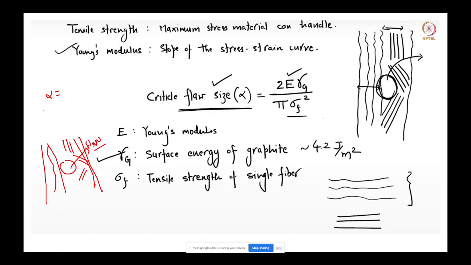So it is very important to know the critical flaw size, or what flaw size is present in the material. It is given by a formula: 2 into E into gamma divided by pi into sigma f square. Here E is the Young's modulus, gamma is the surface energy of the graphite, usually 2.2 joule per meter square, and sigma f is the tensile strength of a single fiber. In your assignments you can get questions on this.